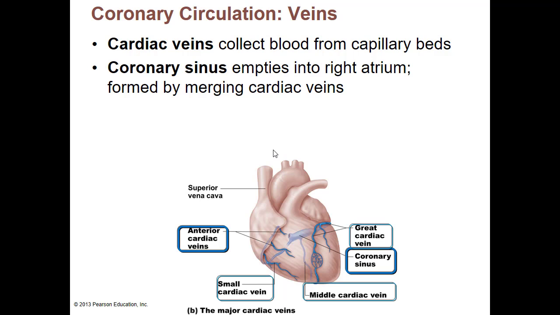And so you'll have a superior vena cava, that's bringing blood from the top part of the body, and you have an inferior vena cava that's bringing blood from the lower part of the body. But you're also going to have another couple blood vessels in there as well that are dumping unoxygenated blood from the heart tissue itself. At least recognize them.